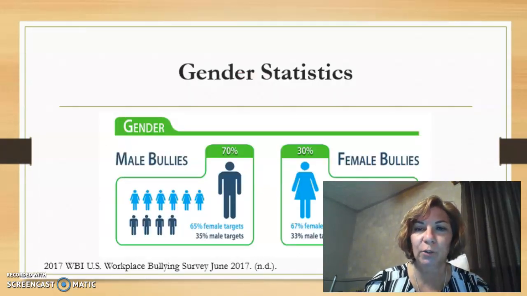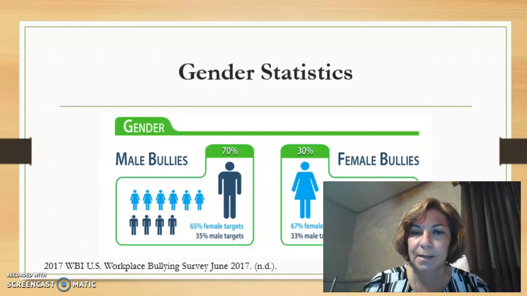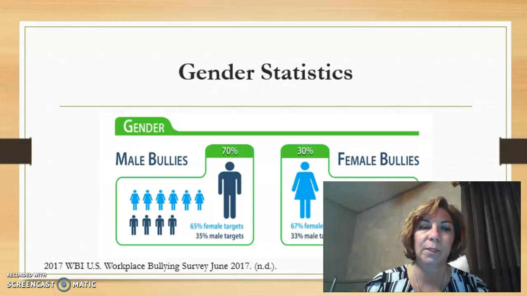So again, let's talk a little bit more about the gender statistics. I touched on this a little bit before. Females are often bullied more so than the males. 60% of females are targeted and 33% of males are the targets. 70% of males are the bullies and 30% of females are the bullies. So that just gives you an idea how gender plays a role in bullying and workplace incivility.